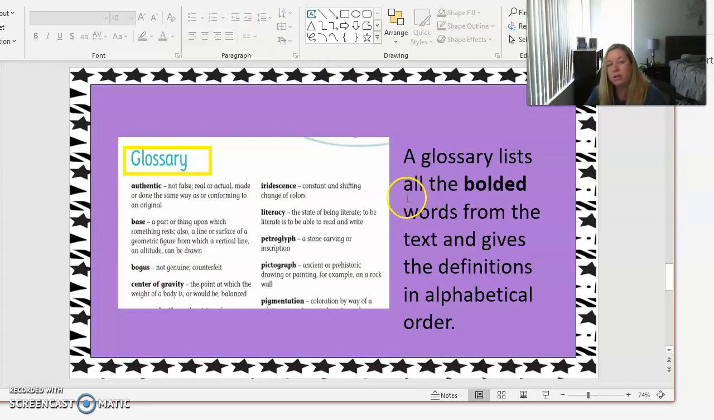Earlier I had mentioned a glossary. Now the glossary can be found at the back of the book typically, and wherever you saw those bolded words, that's where you're going to look back here. It's in alphabetical order, and it will give you the definition.